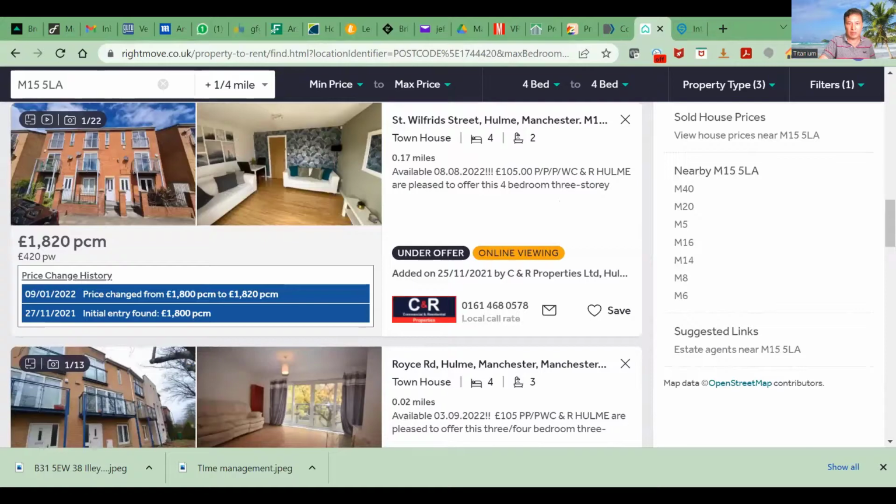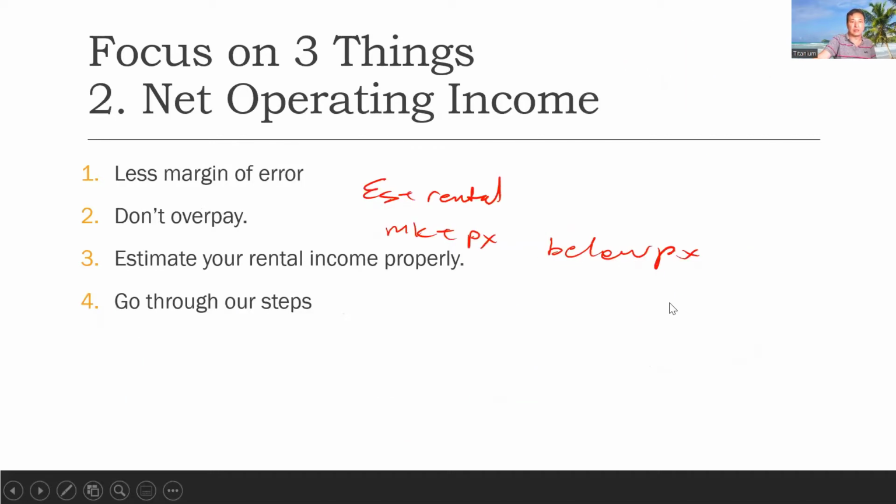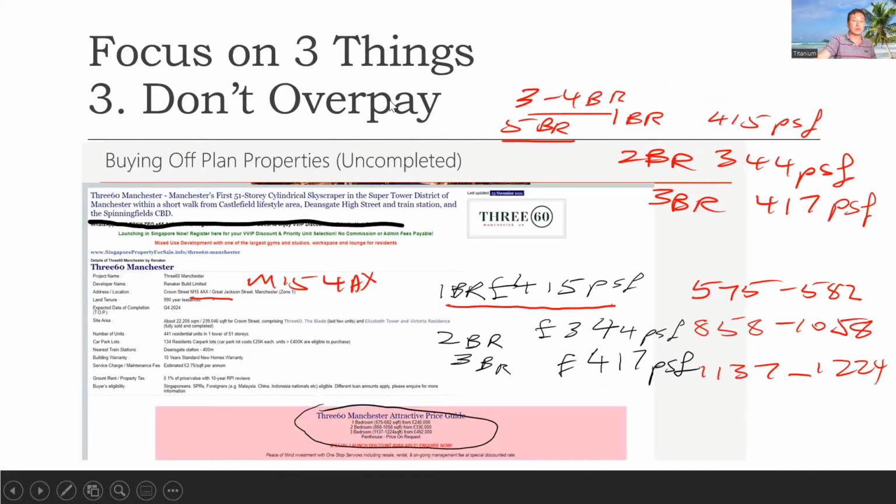And going back to the lessons that I've drawn up, number one, right? Don't stop buying. As long as the ROIC you can find is above 15%, and return on equity is above 5%, go ahead and buy it. Okay, you still need to buy one a year. Okay, you need to survive a crash. Make sure that the supply is very little and the demand is a lot. Okay, you don't want to buy apartments at two beds. Number two, net operating income has to be correctly estimated, rental, and don't overpay.